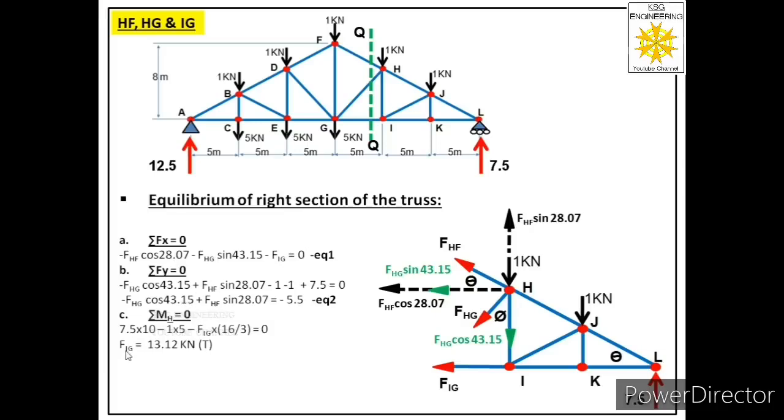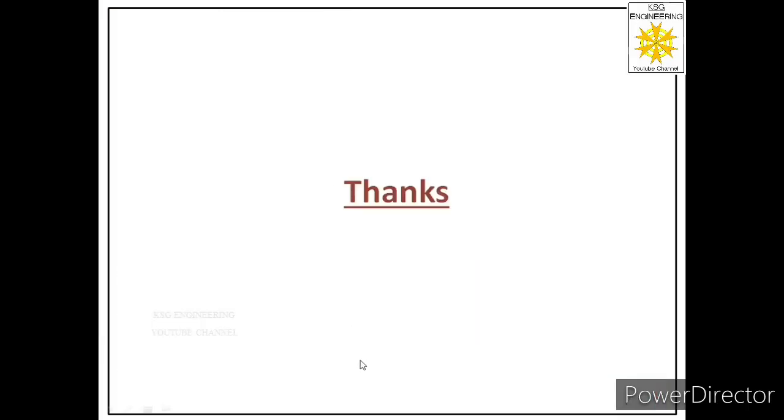So what we will do, we will put value of FIG in equation 1 and we will solve equation 1 and equation 2, and we will get value of FHF as minus 13.81 kilonewtons. So we got negative sign, so it will be a compressive force. Then we will get value of FHG as minus 1.37 kilonewton. So we got negative sign, so this will also be a compressive force. So we have found the forces in these three members of the truss. So I hope this numerical is clear to you. Thank you very much.